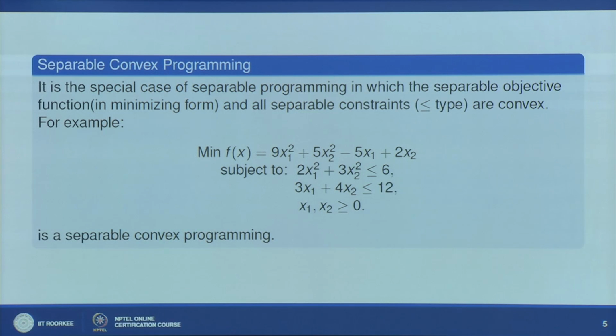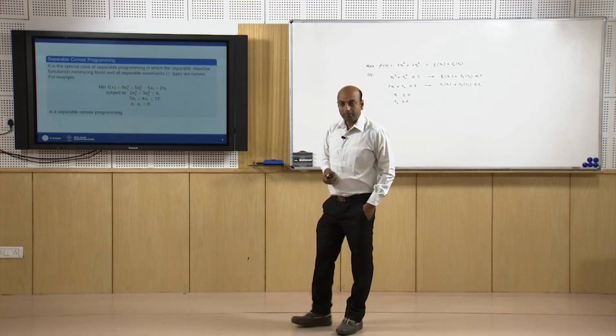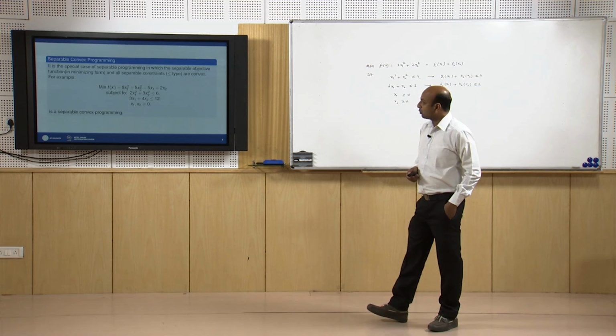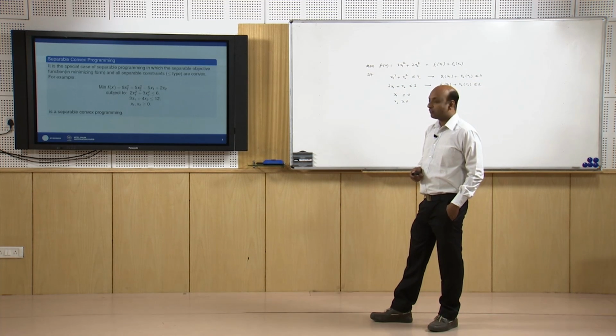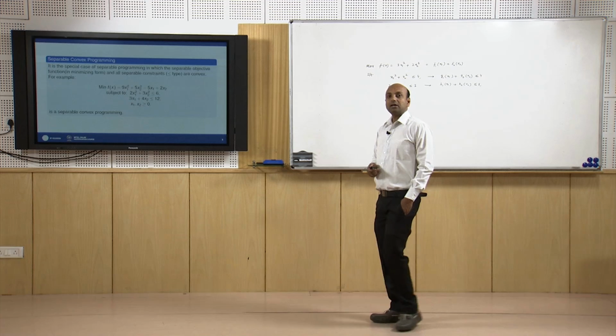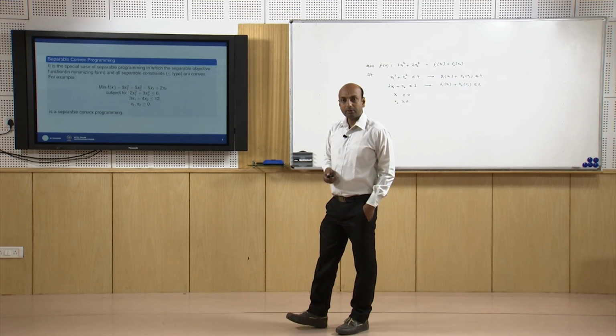Now, what is a separable convex programming? It is a special case of separable programming in which the separable objective function, which is in minimizing form, and all separable constraints of less than or equal to type are convex. So, if the involved objective function, which is of separable type, and all constraints of less than or equal to type are all convex, then we say that it is a convex separable programming problem.